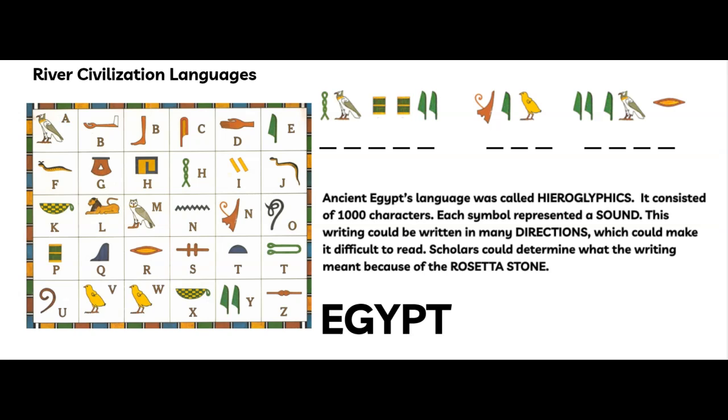For a long time, scholars couldn't read it. And then they discovered something called the Rosetta Stone. The Rosetta Stone had hieroglyphics and two other languages on it. What that did was allow scholars to translate hieroglyphics, and after that, they were able to figure out how hieroglyphics worked.